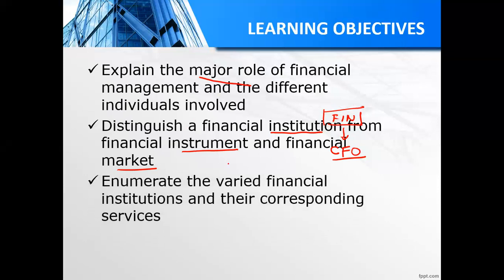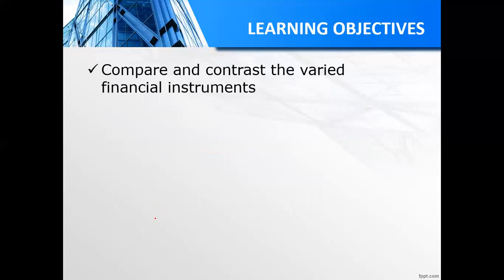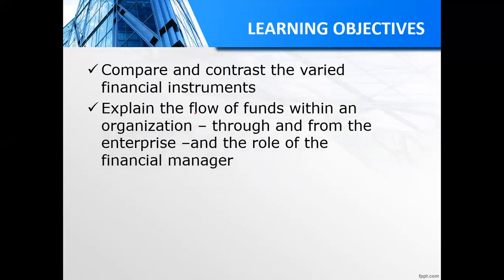Thirdly, you should be able to enumerate the different types of institutions and the services that they provide. Okay, so this stems from the previous learning objective, what a financial institution is. We should also be able to give examples of financial institutions and what services they provide. We should also be able to compare and contrast the different financial instruments, and also the role of finance in an organization, specifically in terms of the flow of funds.